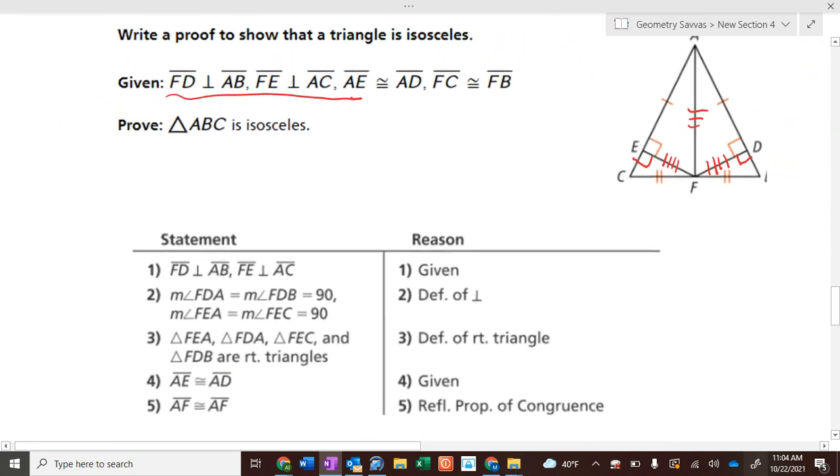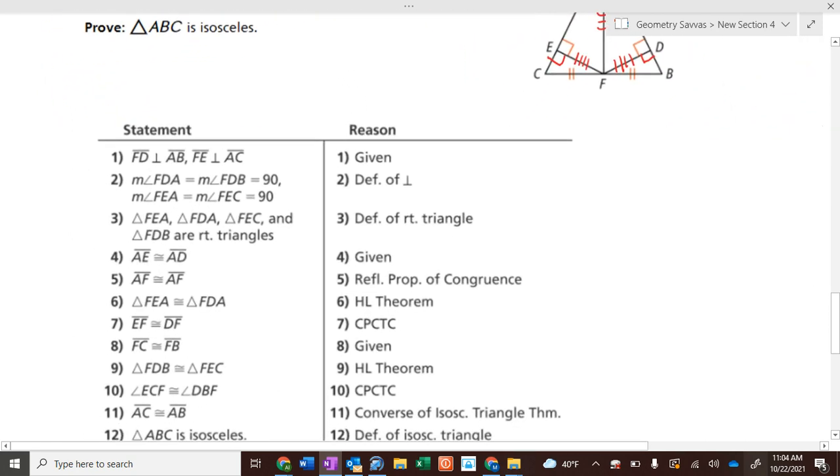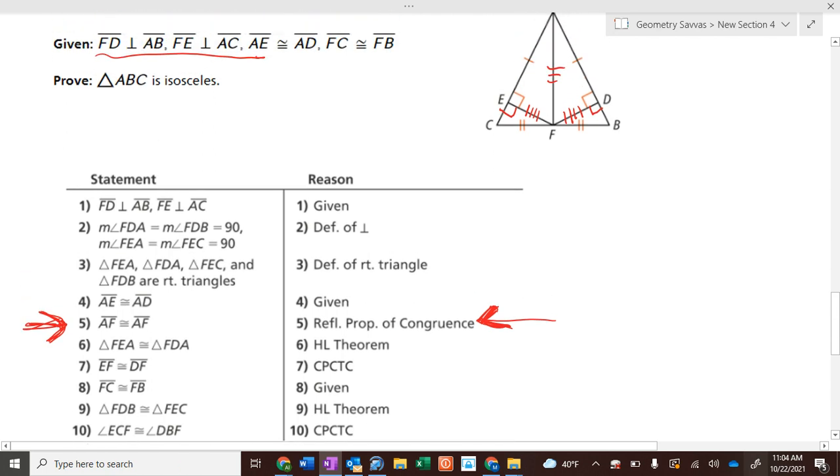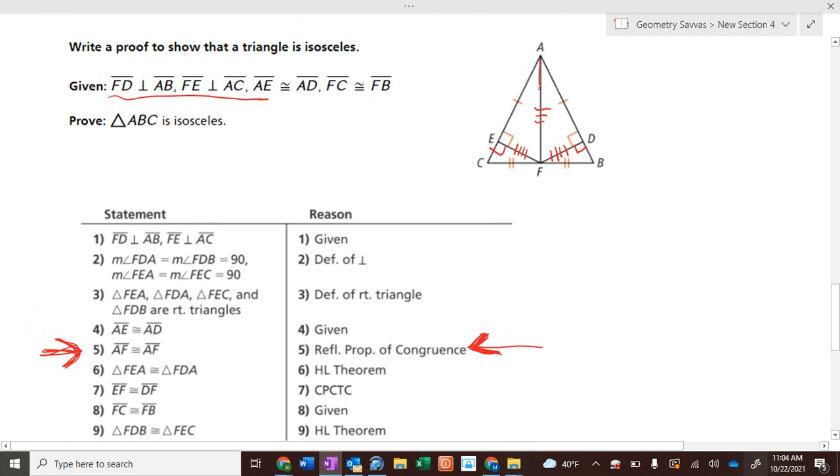Okay? Here's a long proof, but I'm not going to go through the whole thing. I'm just going to show what is really important. If AF is congruent to AF, that's the reflexive property. So if you have a side that's the same in two triangles, that is the reflexive property. You'll see HL when you get enough done.